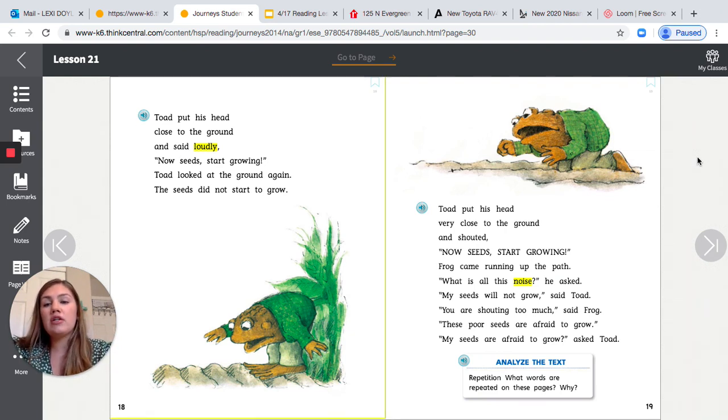Toad put his head close to the ground and said loudly, "Now, seeds, start growing." Toad looked at the ground again. The seeds did not start to grow. Toad put his head very close to the ground and shouted, "Now, seeds, start growing." Frog came running up the path. "What is all this noise?" he asked. "My seeds will not grow," said Toad. "You are shouting too much," said Frog. "These poor seeds are afraid to grow." "My seeds are afraid to grow?" asked Toad.